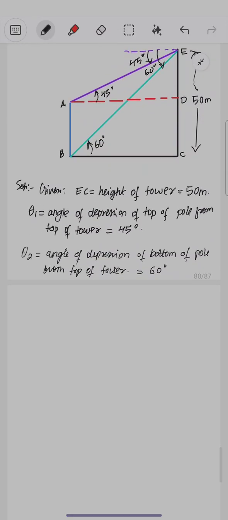AB is the height of the pole. Say the height of the tower is 50 meter.